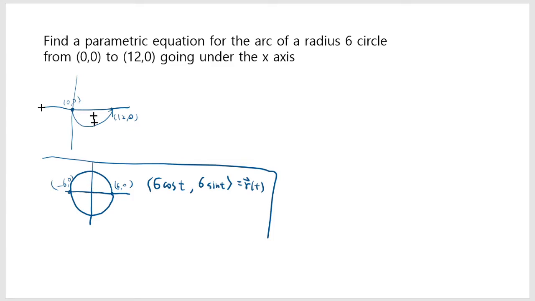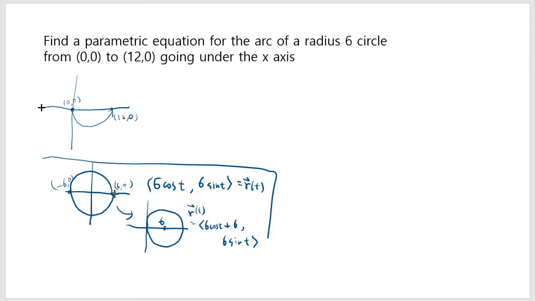Now, what's happened from here to there is, I think, two things happened. It shifted 6 to the right, so that the circle is now not centered at the origin, but centered at (6, 0). And therefore, to move everything to the right by 6, you need to make r(t) as (6 cosine t + 6, 6 sine t). Okay, so that's good, but this is not the full story. You see, it's going this way, but it's not the full circle, it's the half circle.